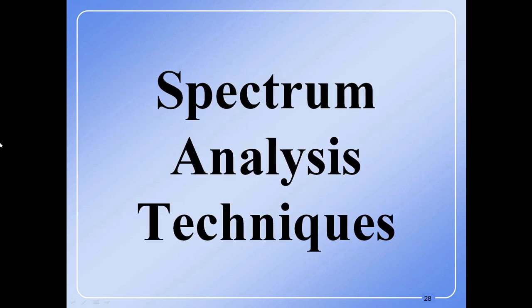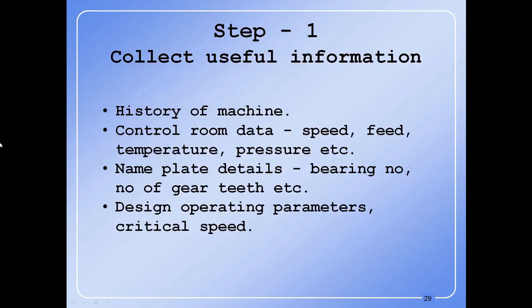Spectrum analysis techniques. Step 1: collect useful information: history of the machine, control room data, speed, feed, temperature, pressure, etc. Nameplate details, bearing number, number of gear teeth, etc. Design operating parameters, critical speed.